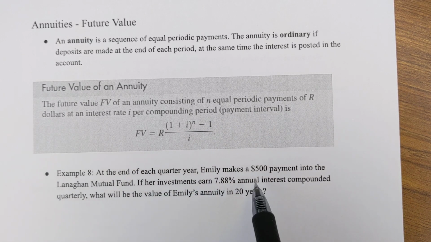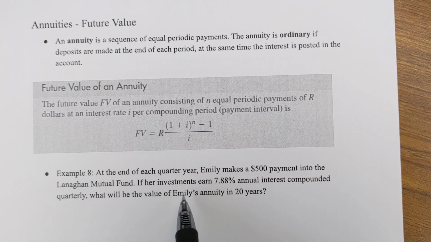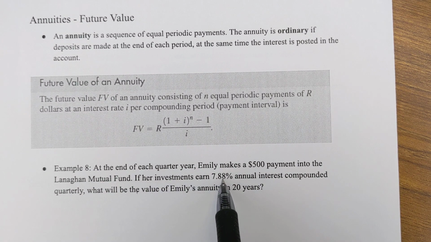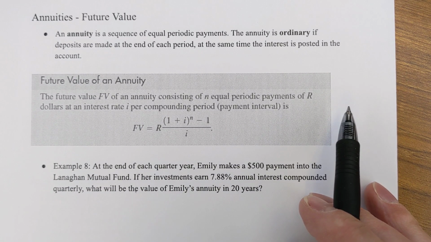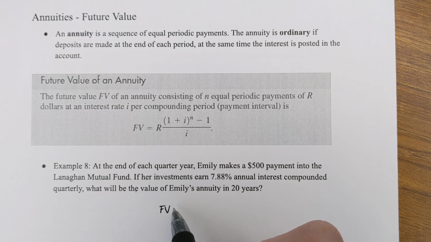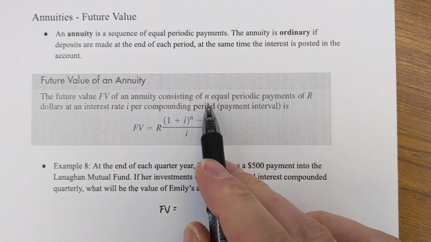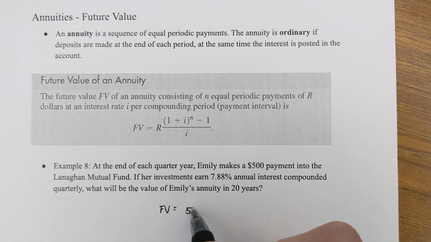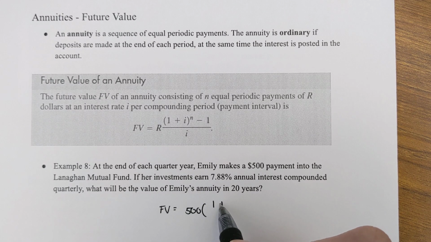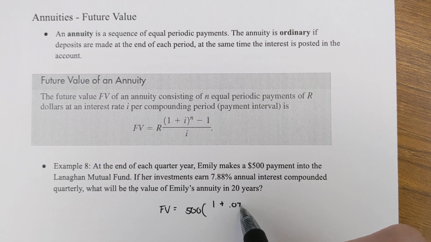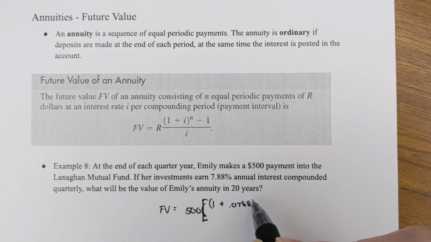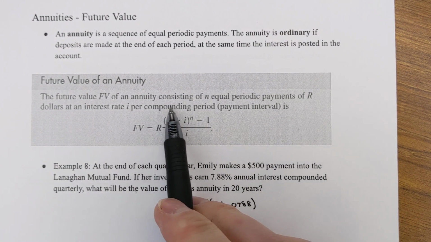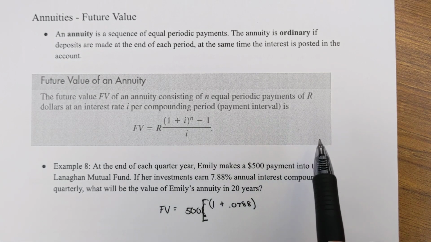So at the end of each quarter, Emily makes a $500 payment into the mutual fund. If her investment earns 7.88% annual interest compounded quarterly, what will it be in 20 years? Okay, so the future value: the periodic payments are r dollars, so that's how much she's putting in, 500. 1 plus i is the interest rate, 0.0788. We'll put a bracket there instead, so I need parentheses here. n is the number of equal periodic payments.